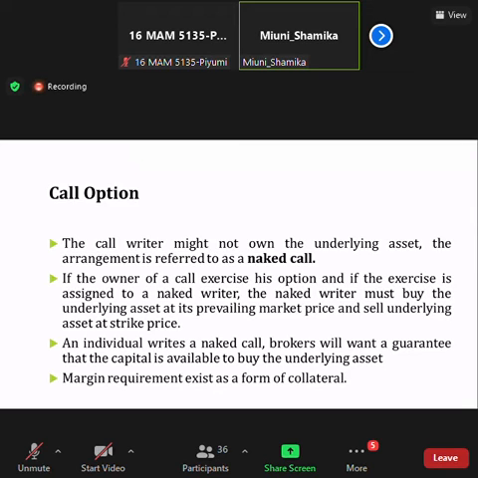Right? So to prove this, there is a margin requirement. Margin requirements exist as a form of collateral, as a guarantee. I have to maintain a margin in my account. So when there are margins available in my account, they know that in case I have to purchase the asset and sell to the buyer, I have enough funds.